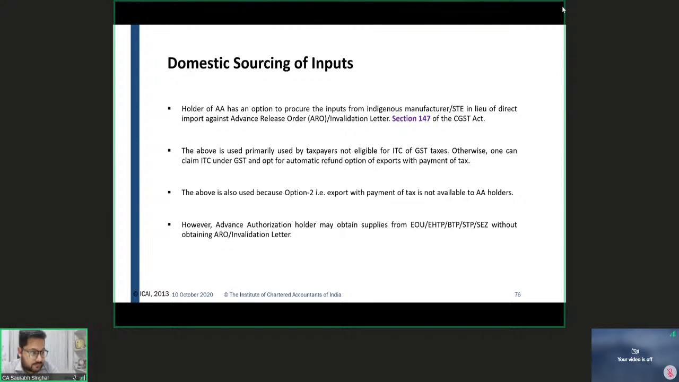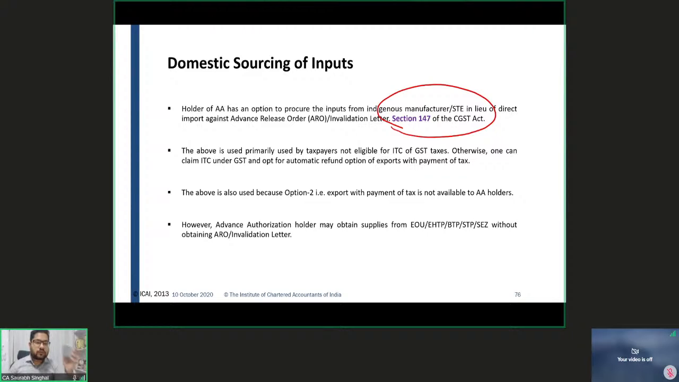Now you have to link this. What is this? Section 147 of the CGST Act is what you have to refer to. Section 147 provides that if you supply goods to a person who is an advance authorization holder or an EPCG holder or an EOU, then whatever taxes you pay on those goods will be refunded to you or the buyer, that is the EOU or advance authorization holder or EPCG holder. This is that same thing.